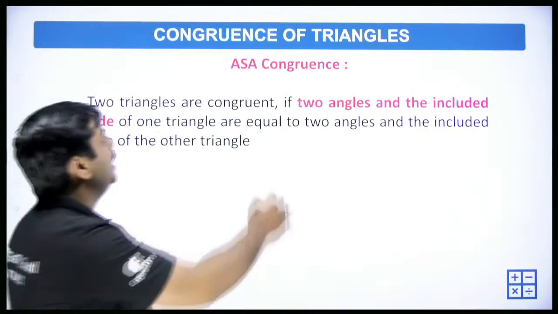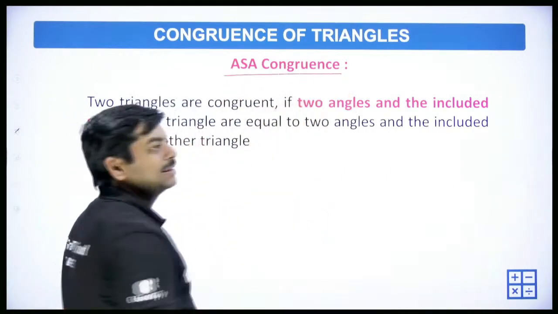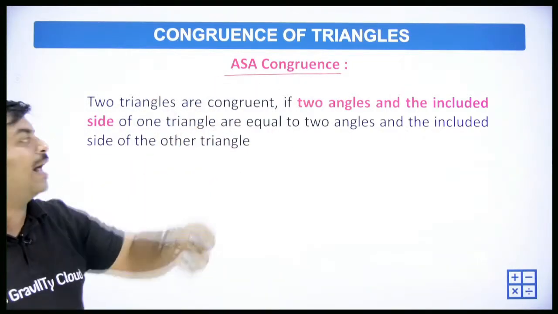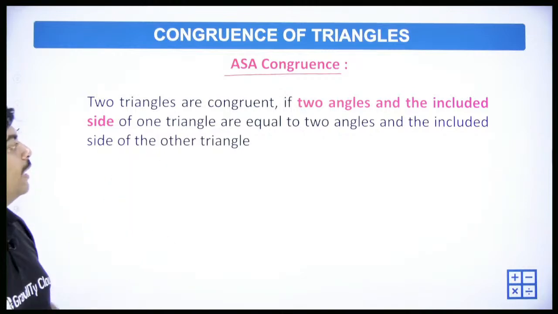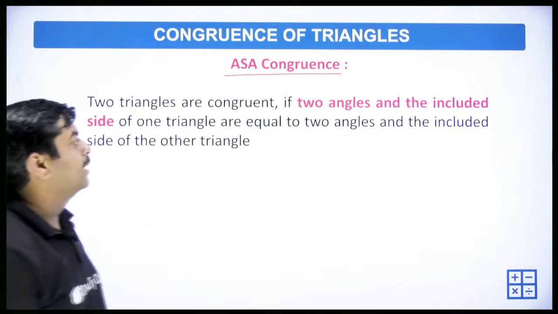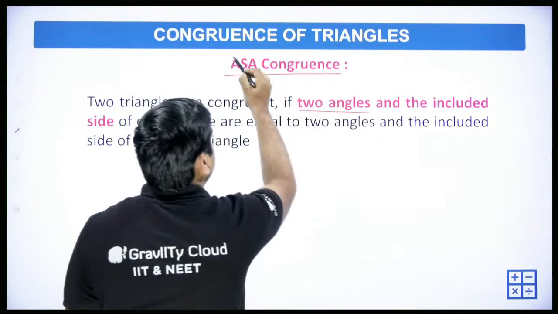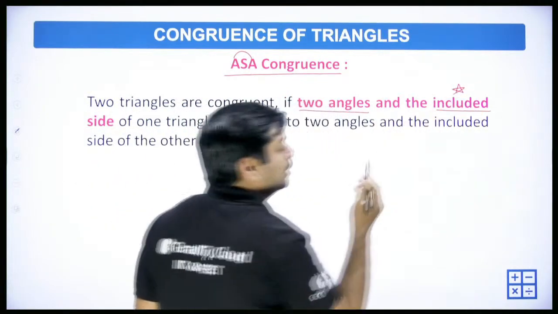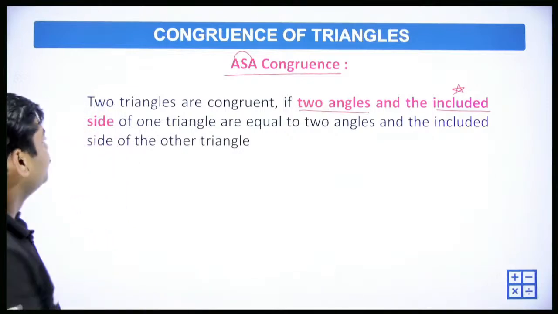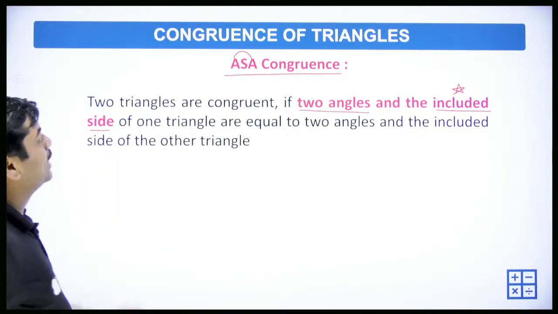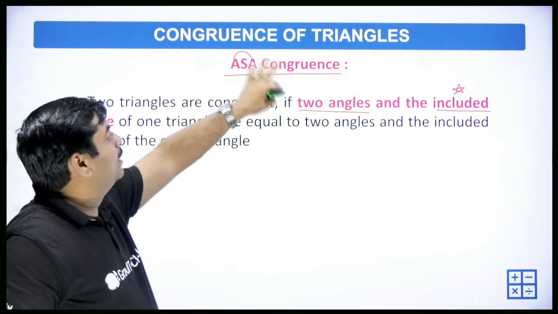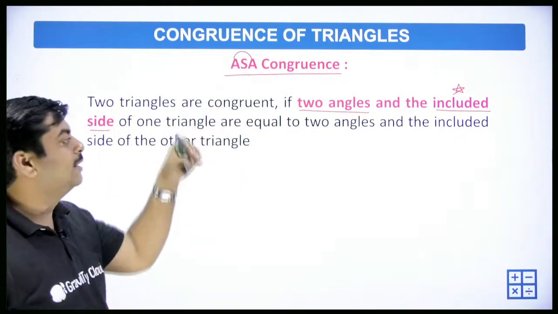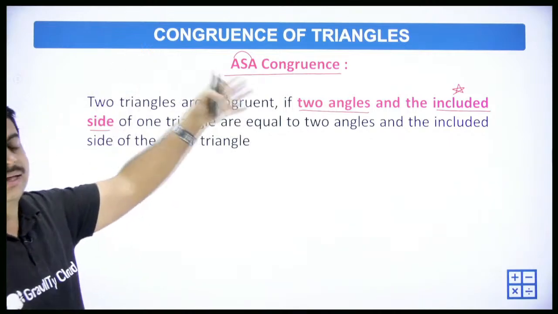So next one is ASA congruency. ASA: angle, side and angle. Two triangles are congruent if two angles and the included side of a triangle are equal to two angles and the included side of the other triangle, right? The word included is very important.